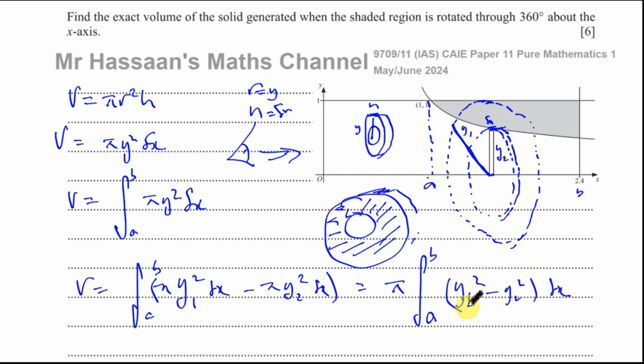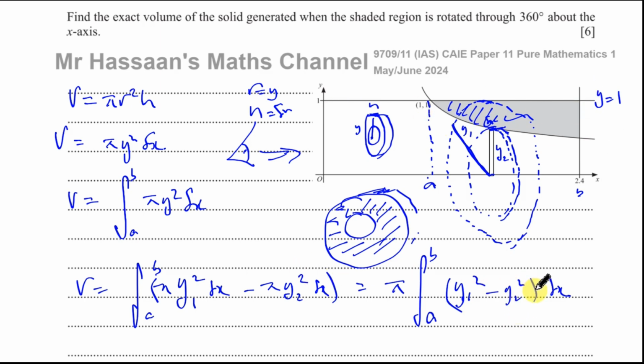So y1 squared represents the equation of one of the lines. In this case, that line is y equals 1. And y2 squared represents the equation of the other line. The one that's lower is the one that you put here. The one that's higher you put there. Right? That will give me the volume of this shaded region as it rotates around the x-axis, leaving a hollow part in the middle. So this works whether you have straight lines or curves, whatever you have, this works.